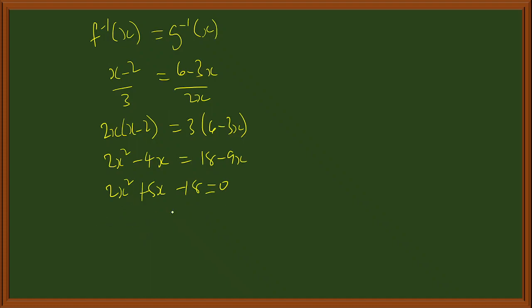So this is a quadratic equation which can be solved by either the factorization method or the quadratic formula. And when you use either method, you should get your 2 x values. x is equal to minus 9 over 2, or x is equal to 2. So this is the solution of part 3.